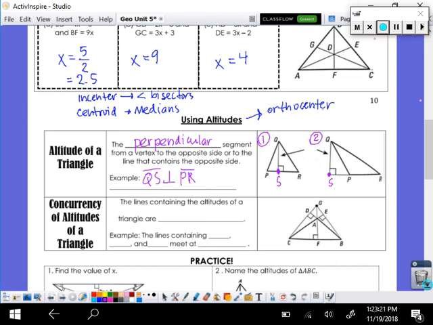The lines containing the altitudes of a triangle are concurrent, so again, they will all meet in the same place. And like I stated earlier, your point of concurrency is called the orthocenter for your altitudes. An example, the lines containing AF, CE, and BD meet at G. Okay, so notice our triangle ABC. All those altitudes meet outside. That's still our orthocenter.